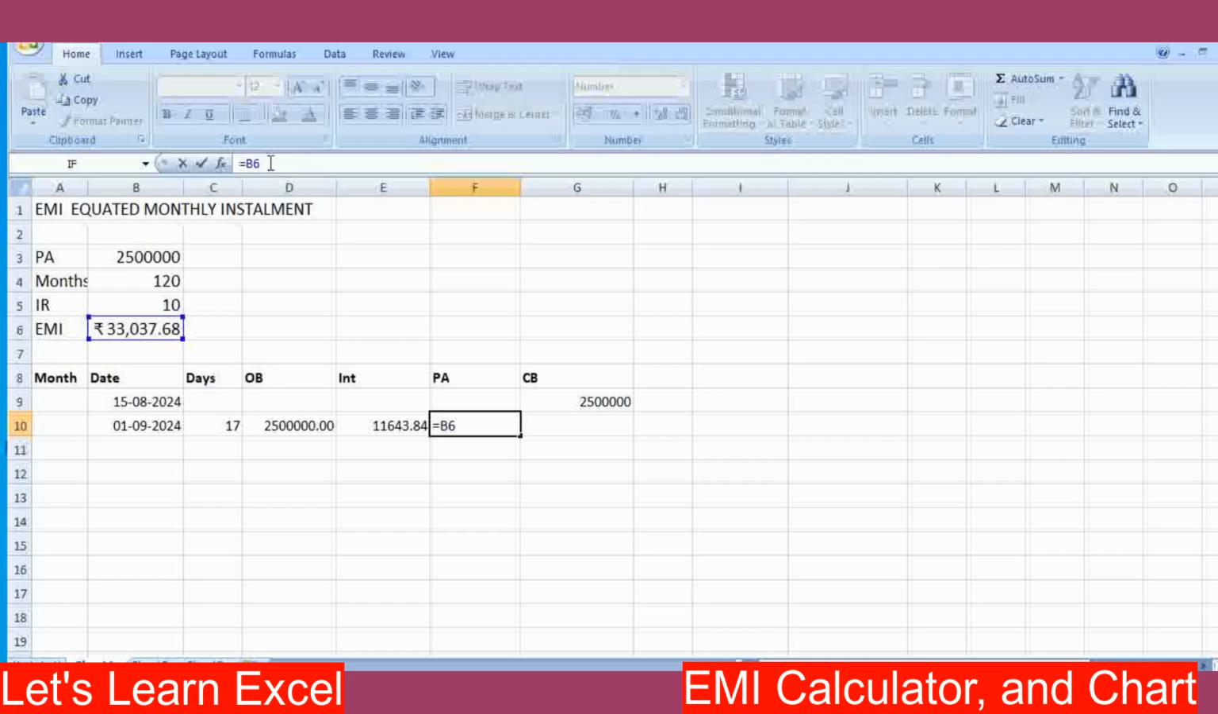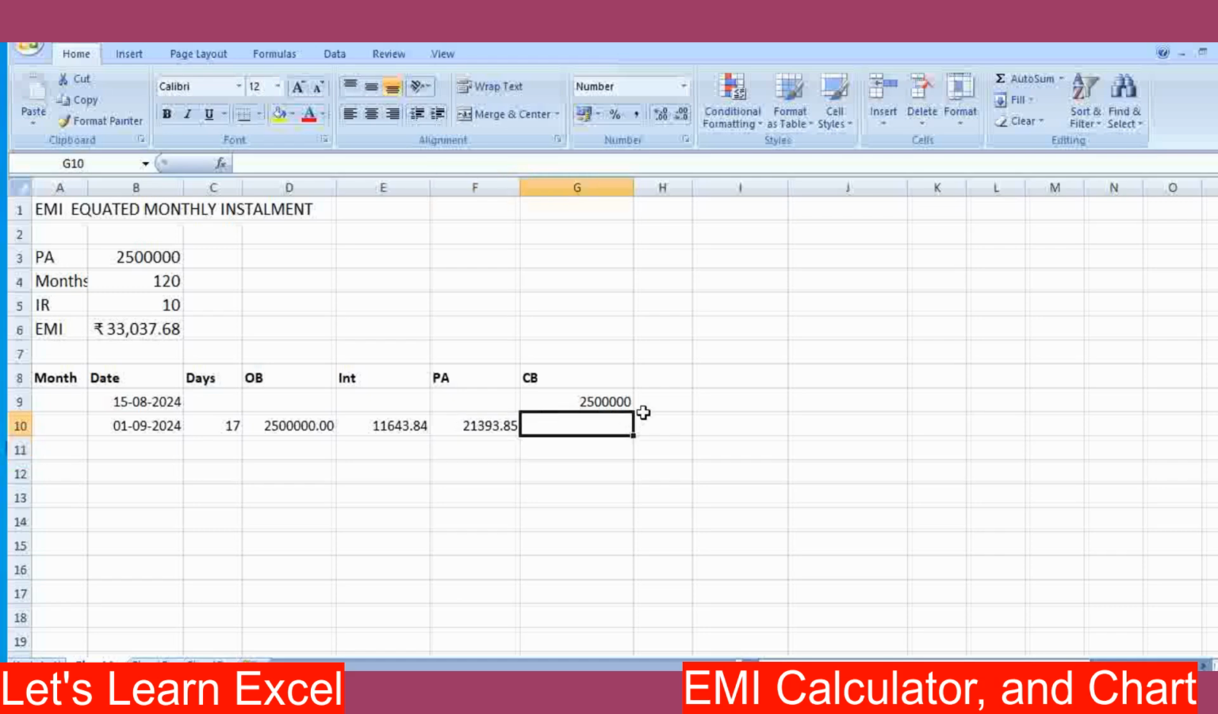Again it will be an absolute reference. So $B, $C, minus this interest, because this interest will vary, and so the principal amount will also vary. Okay. So now see, on 1st of September we are paying 21,000 as principal and 11,000 as interest. So for 17 days almost 30% goes for interest and the rest for principal amount.